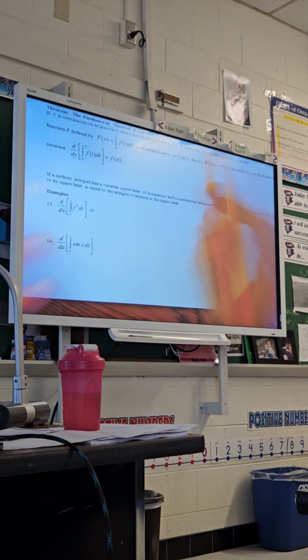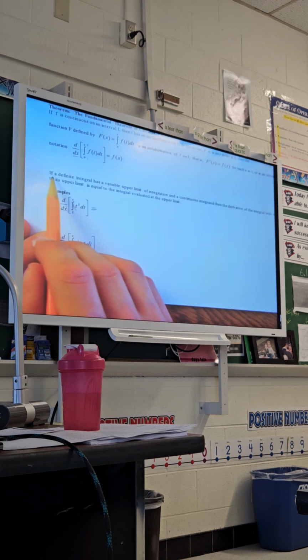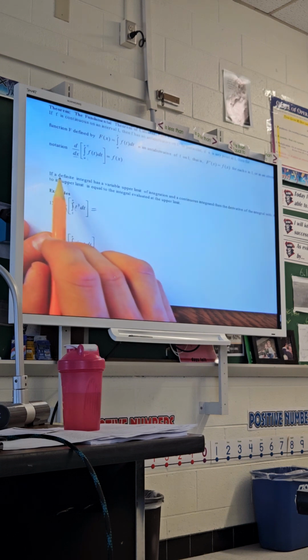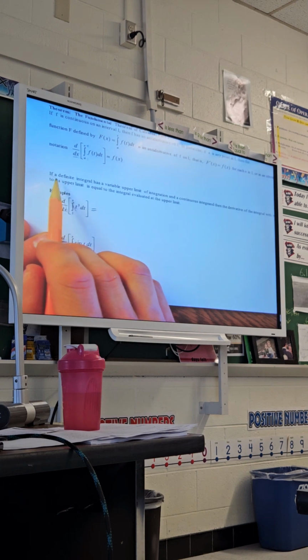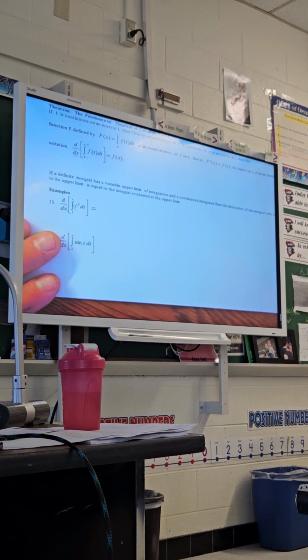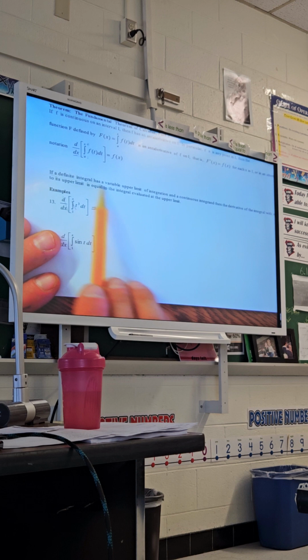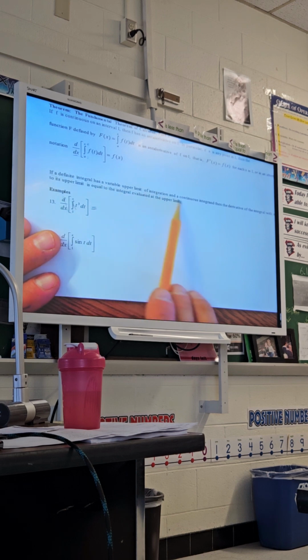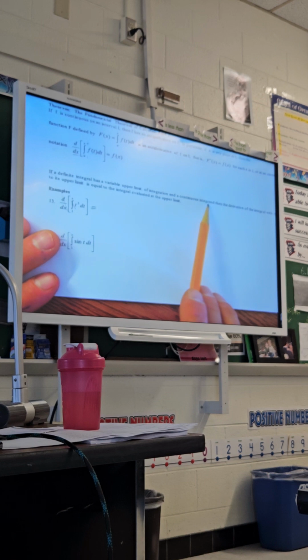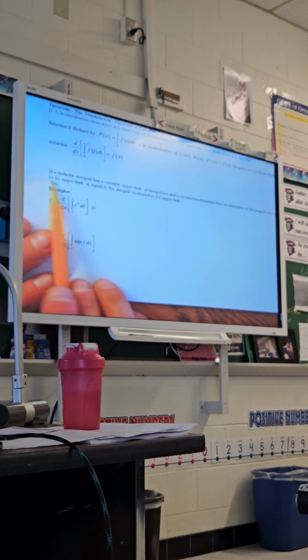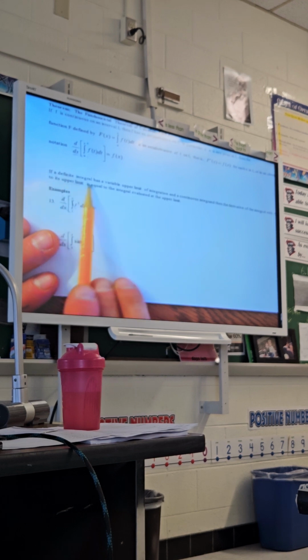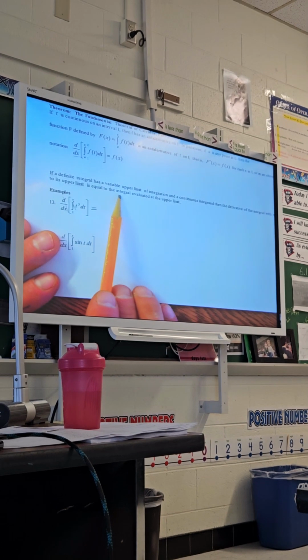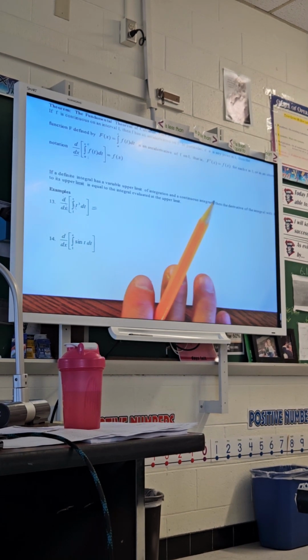All right, let's read this rule. Yeah, we're trying to. You can prove it, you can show it, which I did, but for the sake of right now, that's the most important thing that they understand. If a definite integral has a variable upper limit of integration and a continuous integrand, the integrand's just the inside function right here, it's got to be continuous, then the derivative of the integral with respect to x is equal to the integrand evaluated at the upper limit.